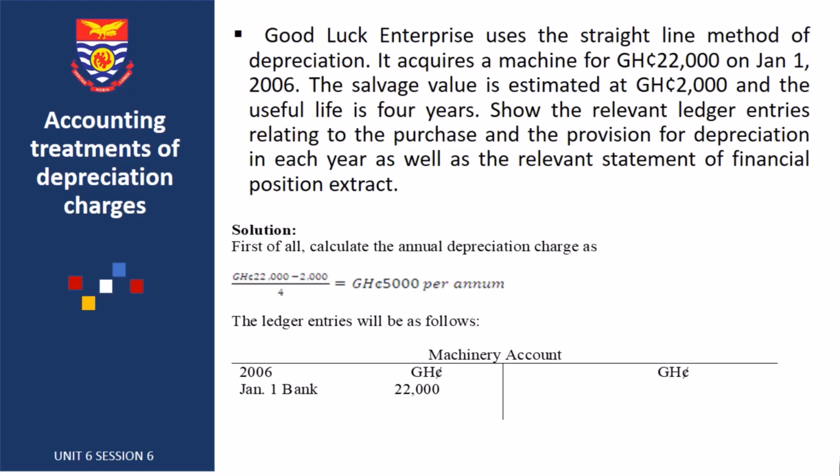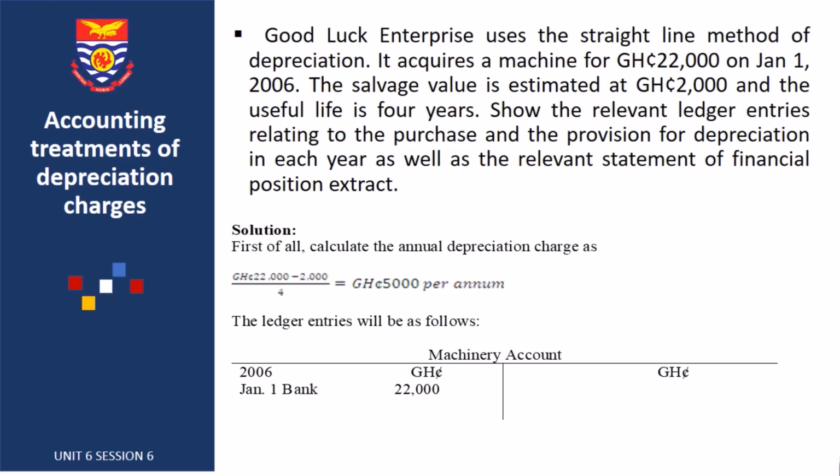So we'll first have to compute the depreciation charge using the straight line method. First of all, the formula is the cost of the asset minus the salvage value over the useful life. The cost of the asset is 22,000, the salvage value is 2,000, and the useful life is 4 years. So using the straight line method, the depreciation charge will be 5,000 per annum. The ledger entries will be as follows.